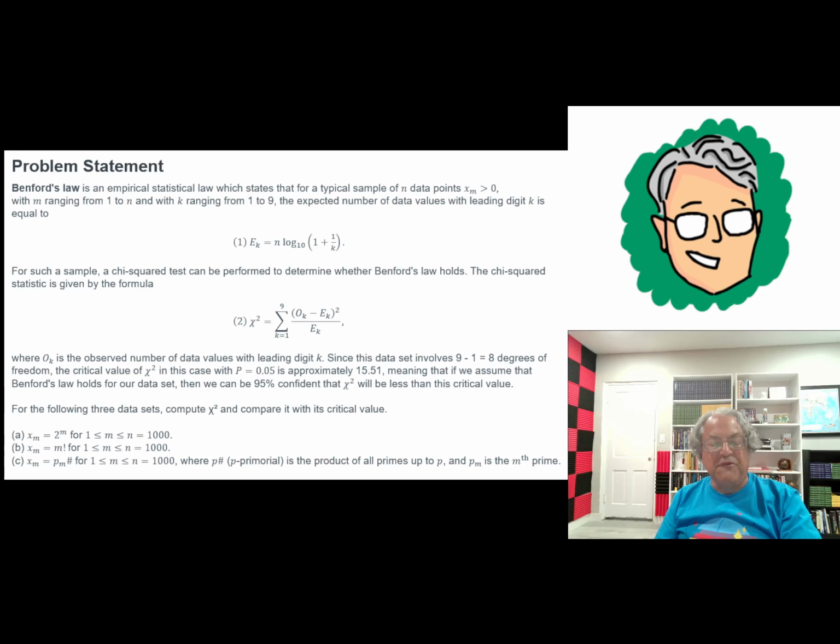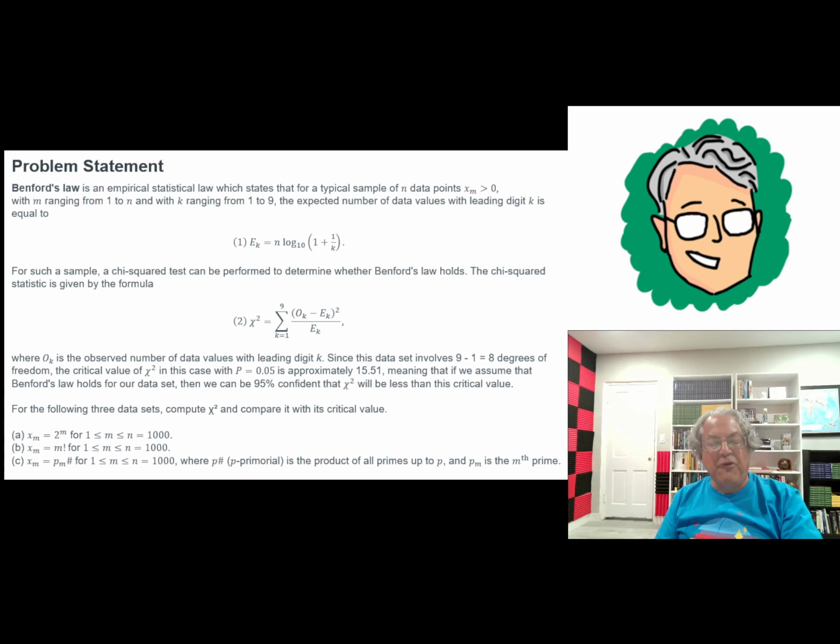So I have these three sequences. The first one, x sub m, is 2 to the m power. This is actually the same example I went over last week when I was talking about Benford's law, and we showed last time that this particular data set does seem to obey Benford's law. As a matter of fact, it almost does it too well.